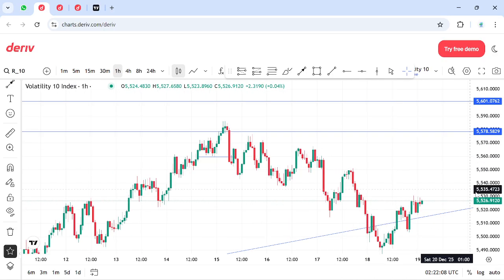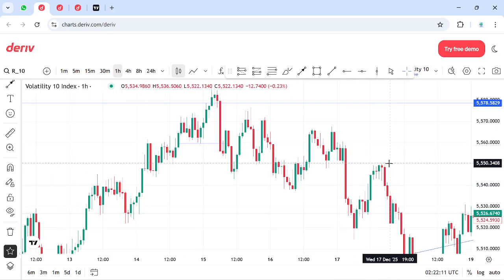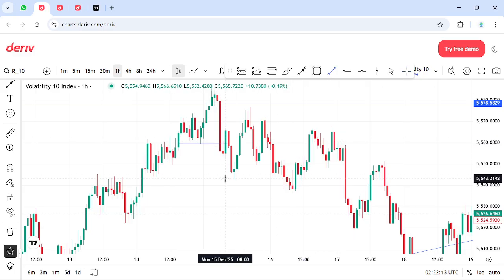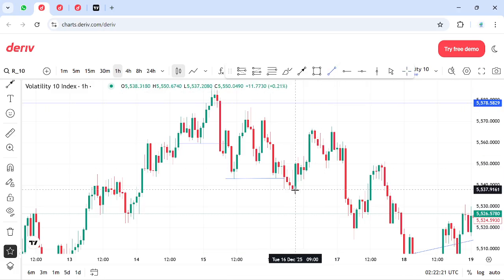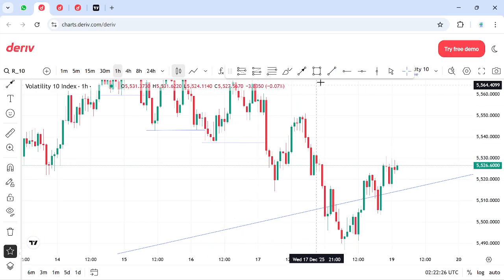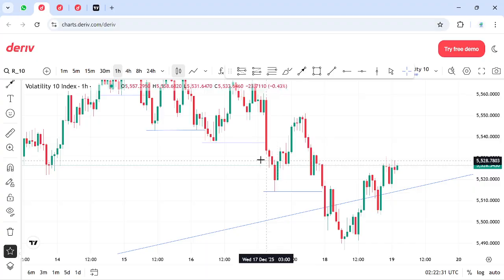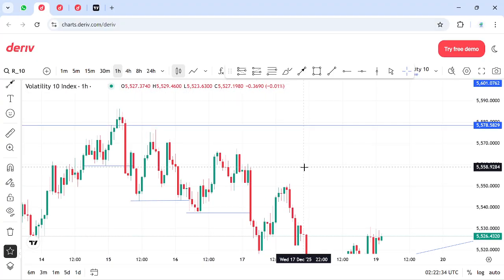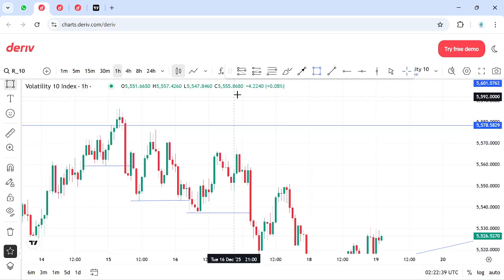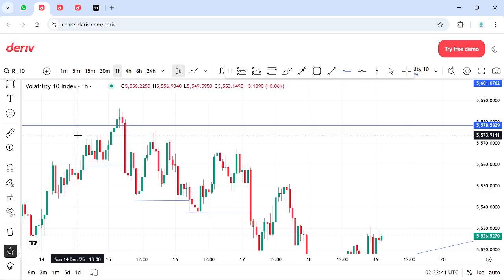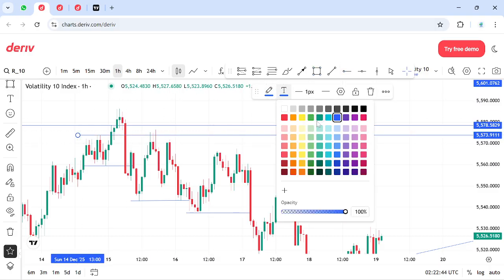I'll make it a little bit bolder so you guys can see it clearly. Then we have another break of structure here. We have another one here, and we have another one here. So now let's look at how price reacted from the different levels. For this one, I will change the color so you guys can understand what we are doing.